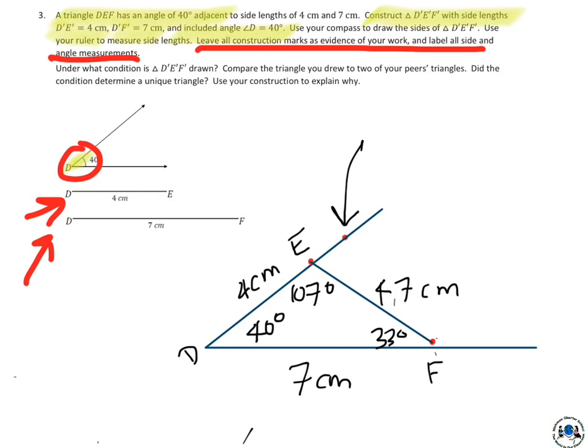Now, again, the big question is, we can't compare it to peers, but with these conditions, would this determine a unique triangle? And the truth is, yes, by having the two sides and an included angle, and that means it's included, it's adjacent to the two sides, it's included with those two sides. That is enough to create identical triangles.